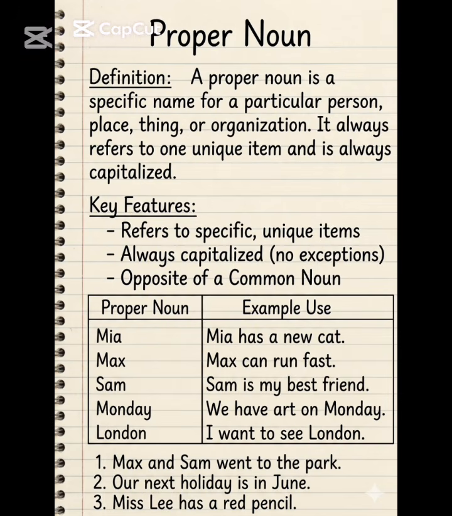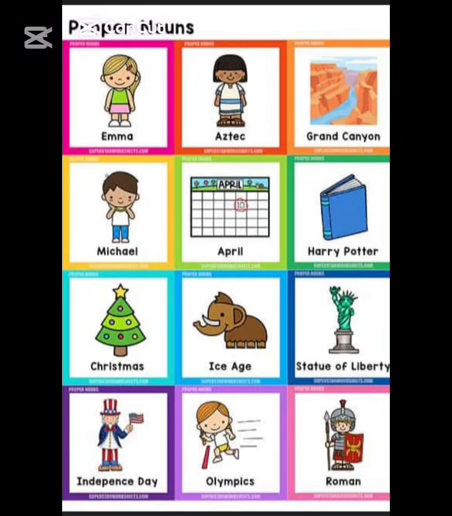Proper nouns. A proper noun is a specific name for a particular person, place, or thing, and it is always capitalized, like Mia, Max, or London. Proper nouns examples. Examples of proper nouns include Emma, Harry Potter, Christmas, and the Statue of Liberty.